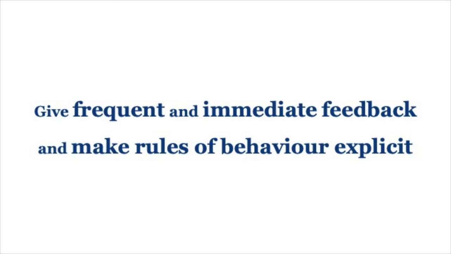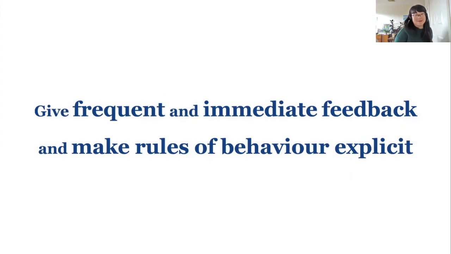Another tip is to give frequent and immediate feedback and make rules of behaviour explicit. Things that seem obvious sometimes aren't. They're learned rules that most people just don't remember having learned. Autists never learned many of these things, or if we did, it was by a conscious process of watching people interact, going back and trying to figure out what the rules are. No one can explain what the rules are.